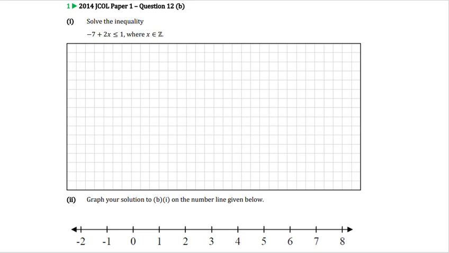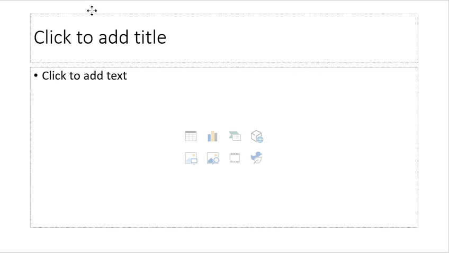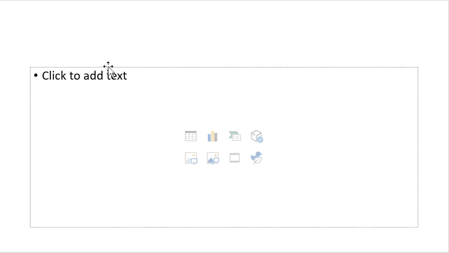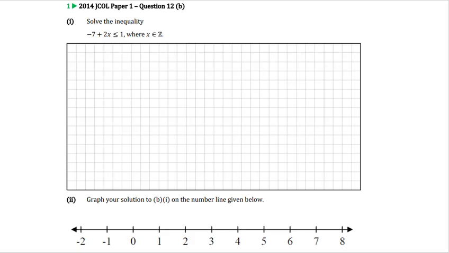Right lads, so this first question is an inequality in disguise, okay? And what I mean by that is, I'll show you here very briefly. If I give you this question as a solving question, minus 7 plus 2x, and I put down equals 1 there.